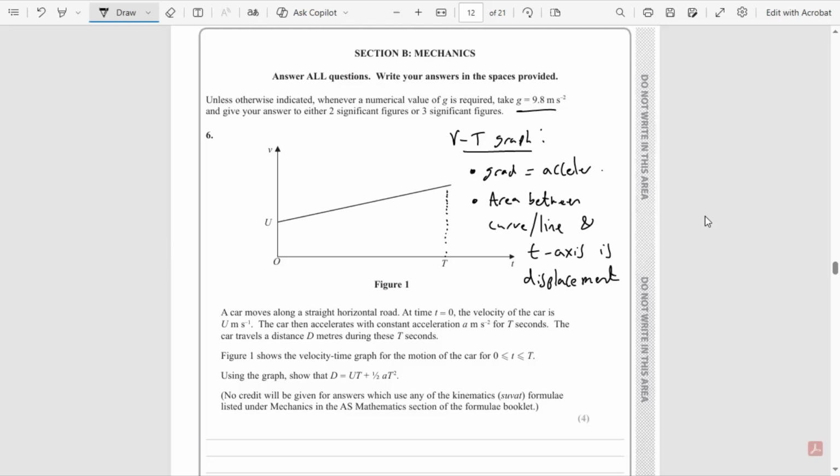Now, if you do know your SUVAT equations, you will recognize this because it's basically the SUVAT equation from your formula book, s equals ut plus a half at squared. So basically in this question, we have to use the graph to essentially prove that formula. And as you will see in the brackets that they've written in the last paragraph, no credit will be given for answers which use any of the SUVAT formulae in the formula book. So we have to use the graph to do the question, right?